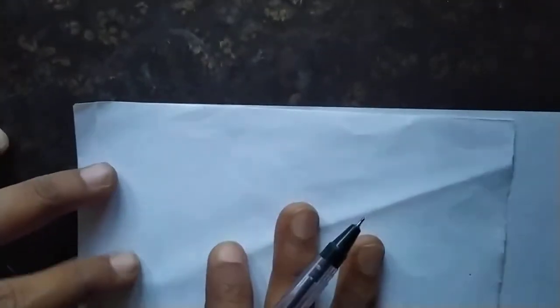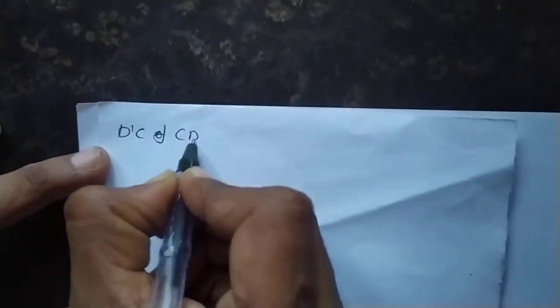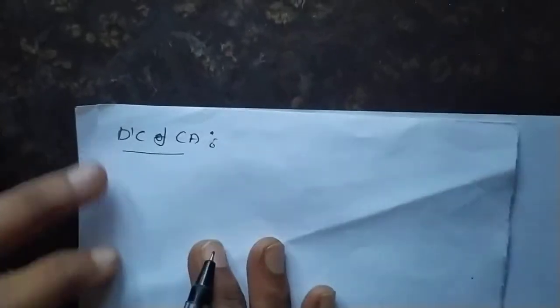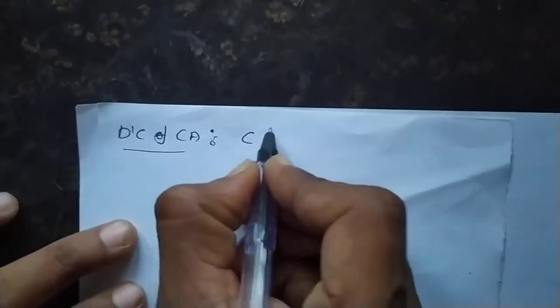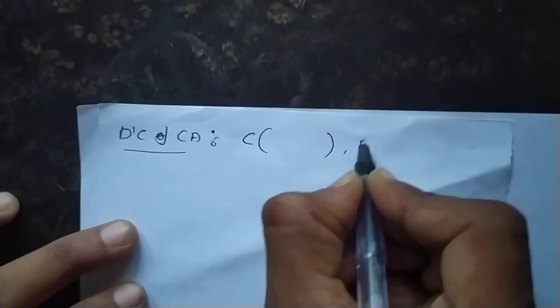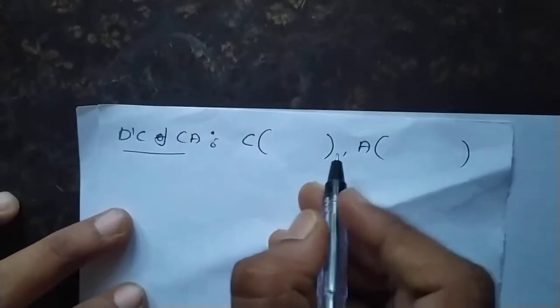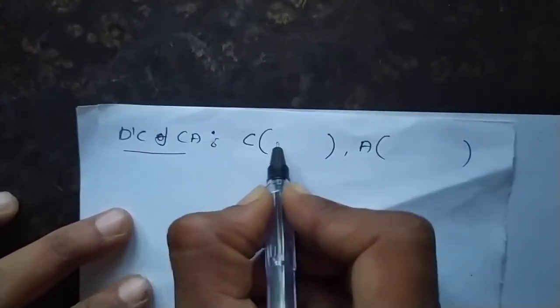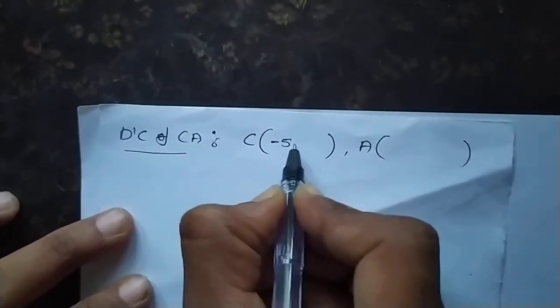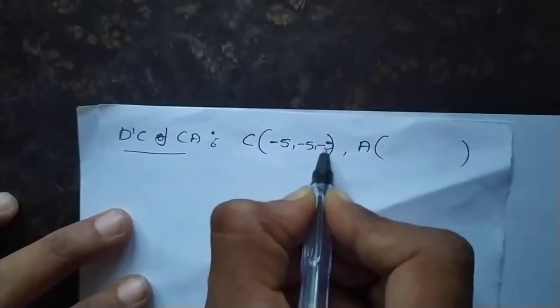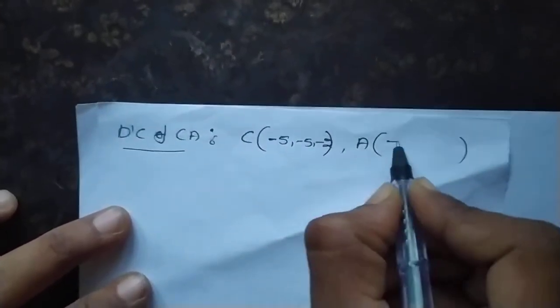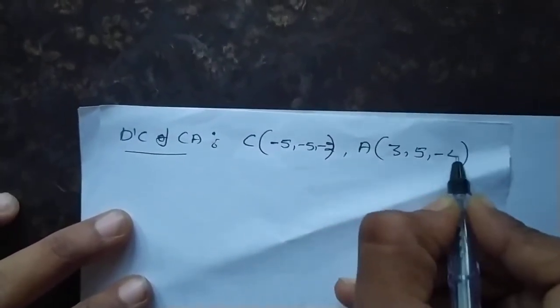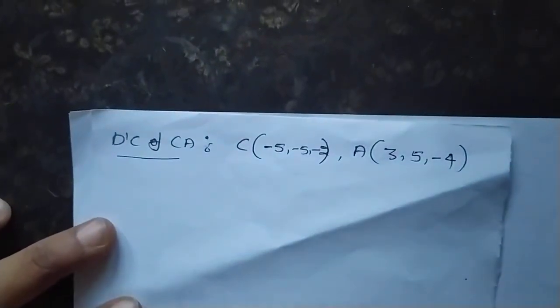Direction cosines of CA. Now let us find out the direction cosines of CA. Here the vertex C and here the vertex A. Vertices A, B, C are given in the problem. C is (-5, -5, -2). Next, A is (3, 5, -4).